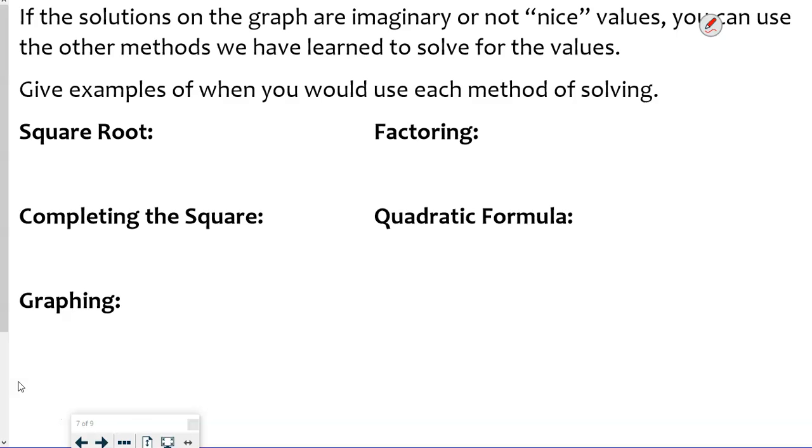We use square roots when we have no x to the first in the problem. So in other words, we're going to have something like ax squared plus c equals 0. We would move that c to the other side and we would just divide by the a and then take the square root, okay? When we're talking about factoring, we're looking for patterns here. So that's what I'm going to write, looking for patterns.